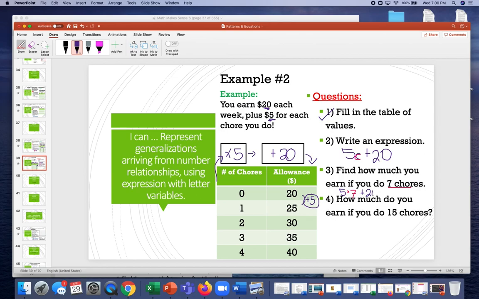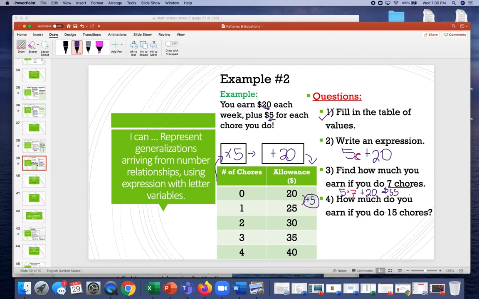So now we have to follow PEMDAS or BEDMAS. They mean the same thing. We can just even do this in our head. 5 times 7 is 35. 35 plus 20 is 55. There you go. So you would earn 55. And when we're writing dollars, we should put the dollar sign ahead. Dirhams, you put it behind.